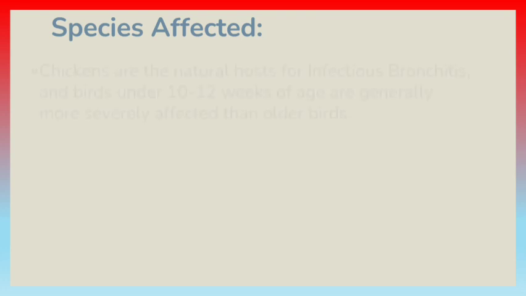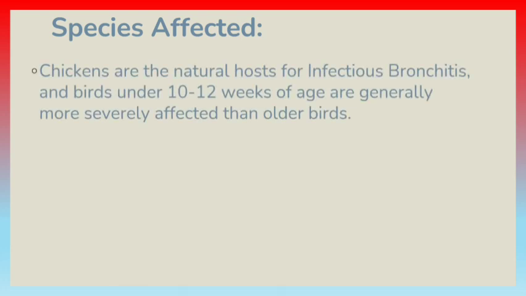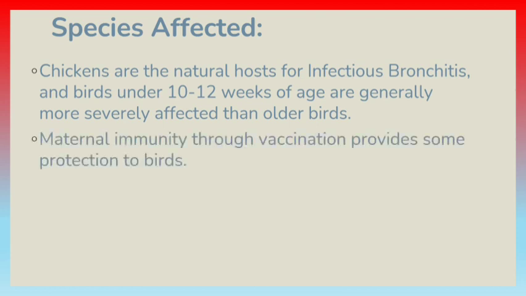Species affected. Chickens are the natural host for infectious bronchitis, and birds under 10 to 12 weeks of age are generally more severely affected than older birds. Maternal immunity through vaccination provides some protection to the birds.